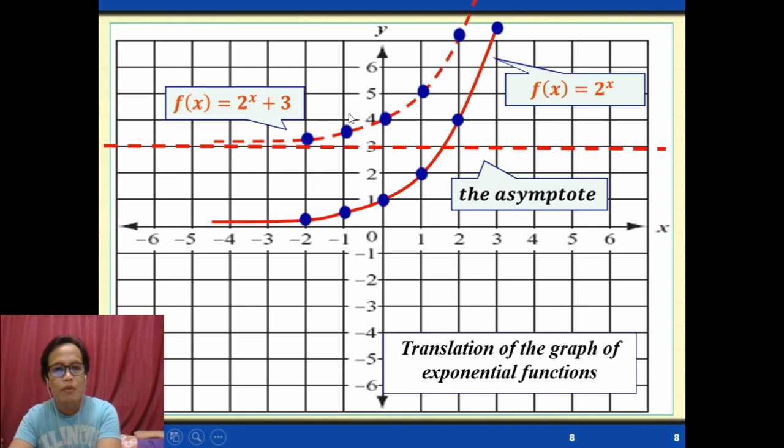So, therefore, if we look at the domain of this, the same, the domain are real numbers, but the range are y is greater than 3. So it no longer goes below. So our range here is y is greater than positive 3.